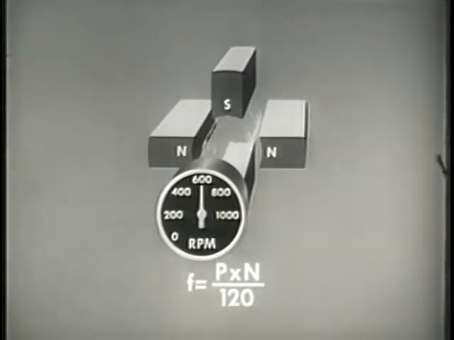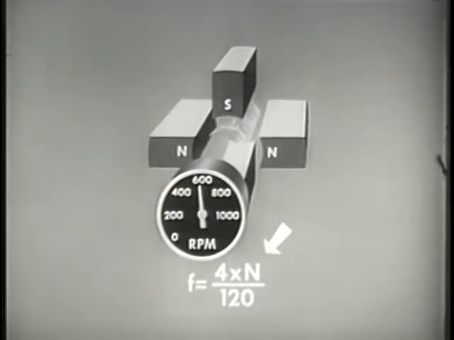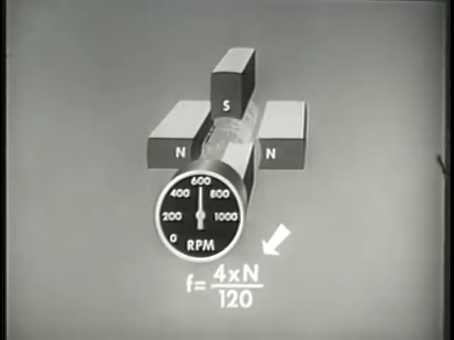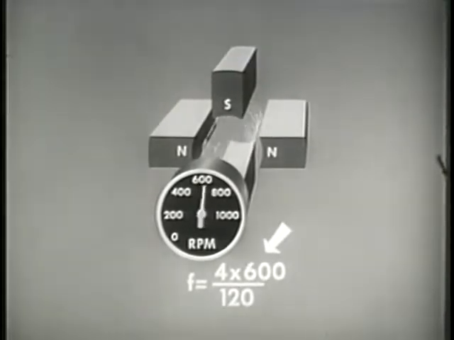We can find the frequency of a 4-pole AC generator whose speed of rotation is 600 revolutions per minute by substituting 4 for the number of poles, P, and 600, the RPM, for N. Here the frequency is 20 cycles per second.